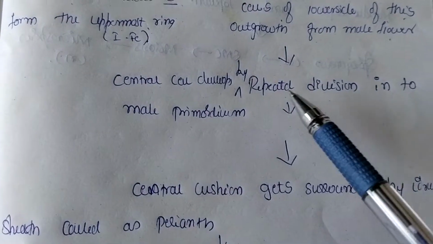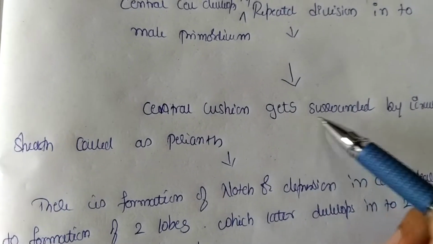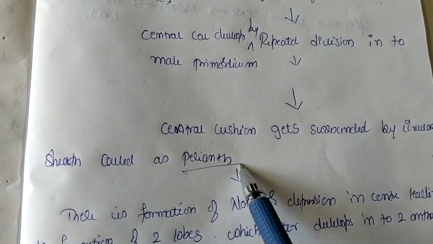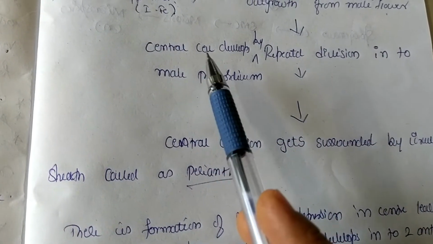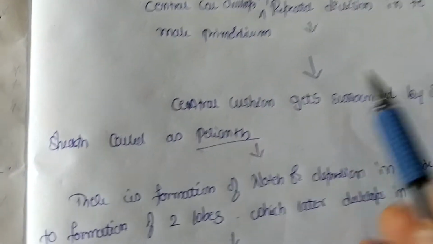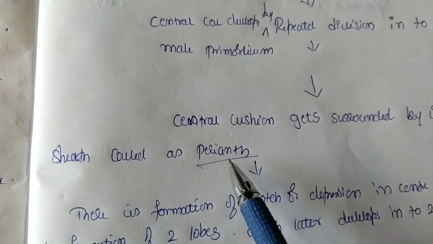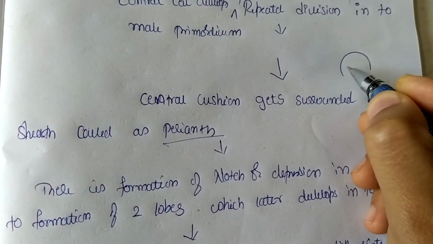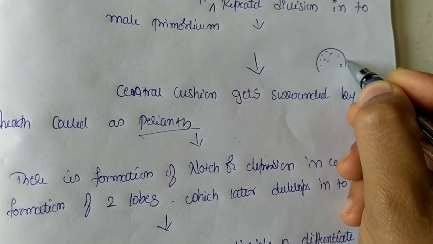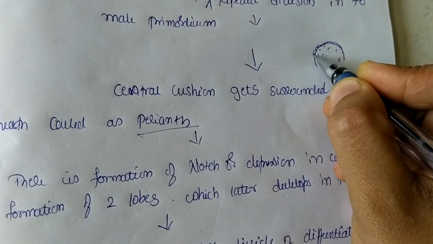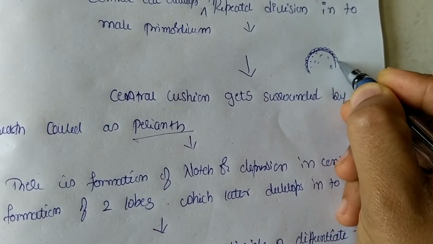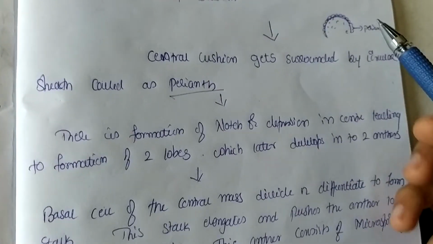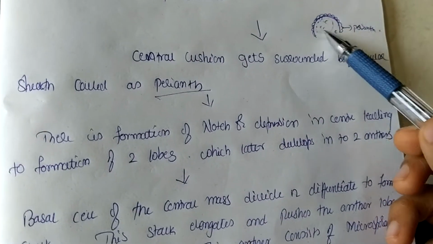Now this central cell gets surrounded by a sheath. That sheath we are going to call a perianth. The outer surface of this central cell divides and forms what is called a sheath. So the central mass of cells, all the cells we have here, the outer layer is going to divide and redivide, leading to formation of the sheath. That sheath we are going to call what? Perianth. Yes.